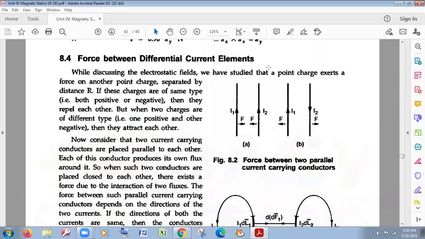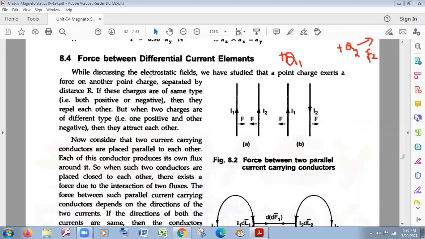See, in electrostatics, we studied that a point charge exerts a force on another point charge. Means in electrostatics, if there is a charge plus q in space, and if another charge, let us take q1 is a charge in free space, and q2 is placed nearby to q1, a force is exerted due to q1 on q2.